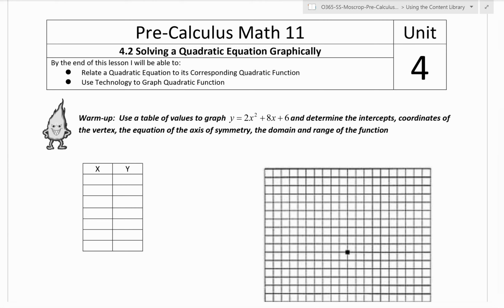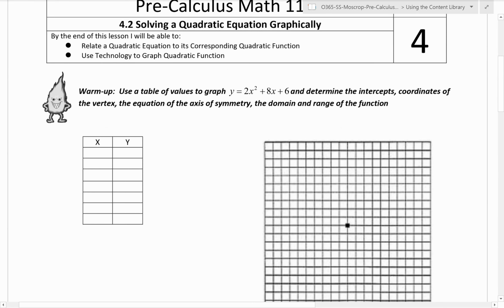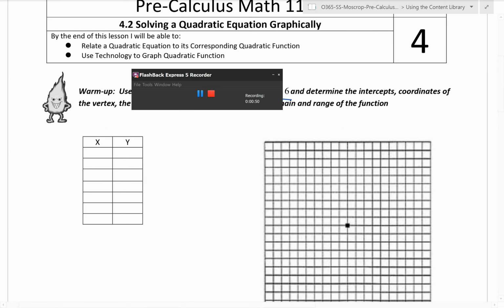Okay, so we are going to take what we learned from the first unit, graphing quadratic functions, and combine that with quadratic equations and then solve quadratic equations. Before we actually start solving equations, what I would like you to do is get all the properties of this particular quadratic function and graph it. Okay, so go ahead, give it a try.